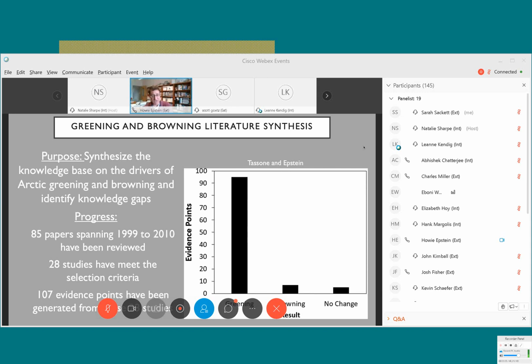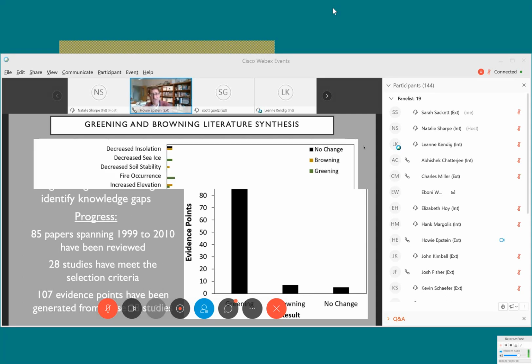28 studies met the selection criteria, this is particularly for tundra vegetation: tundra vegetation remote sensing observations, field observations, or experiments. Modeling is not included in here. Of those 28 studies, she found 107 evidence points, and you can see the distribution on the graph there, with a very large fraction of those evidence points leaning toward greening and much fewer with regard to browning or no change. Next slide, please.